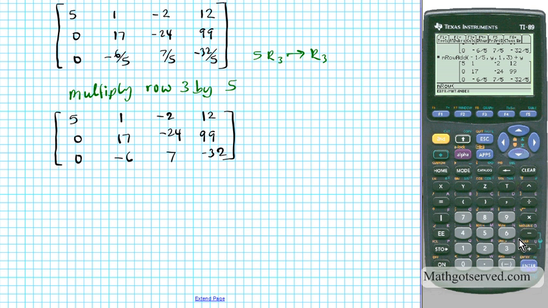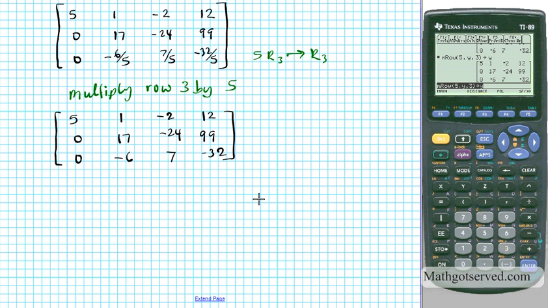You enter what you're multiplying by, which is 5, the name of the matrix, Y, and the row you're multiplying by, which is row 3. Okay? Enter. Bam, there you go. So let's store it in Y to update what our Y matrix is. Enter. So we're now in the same spot.